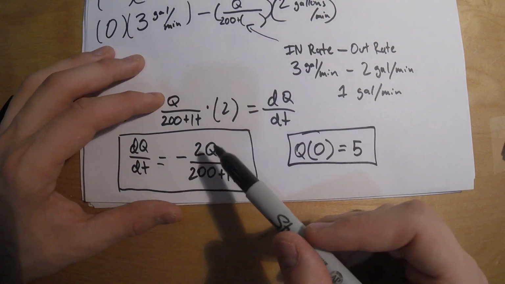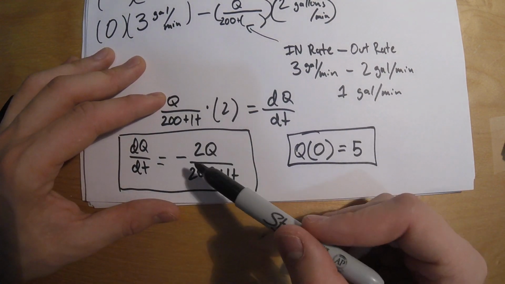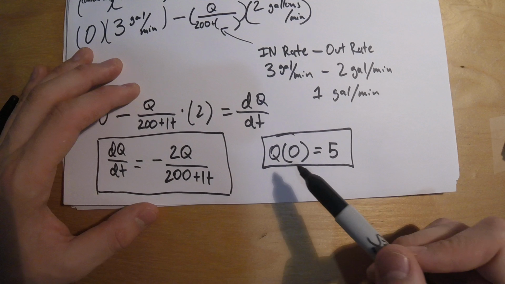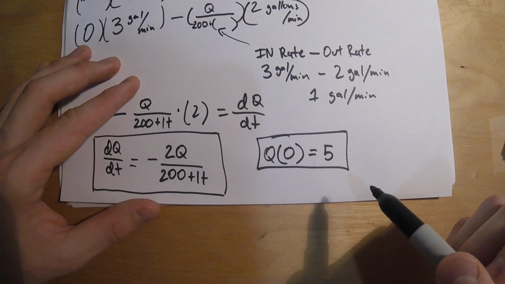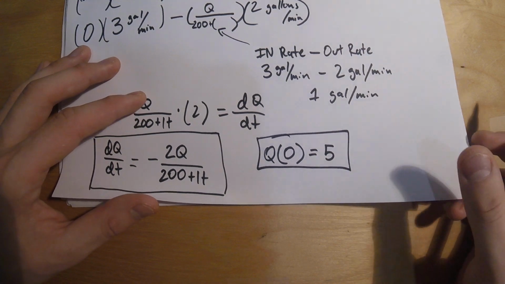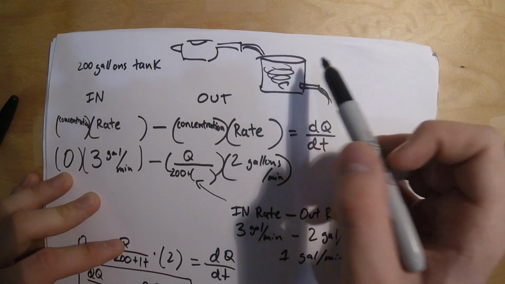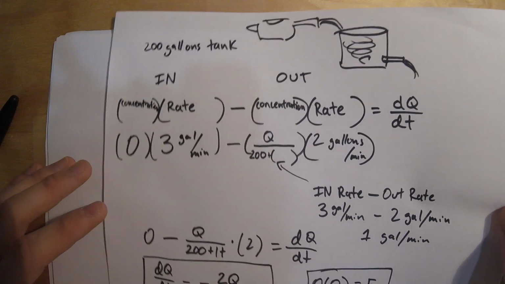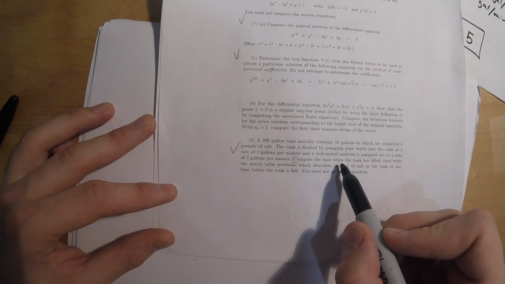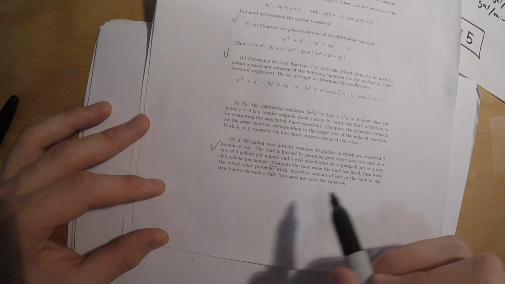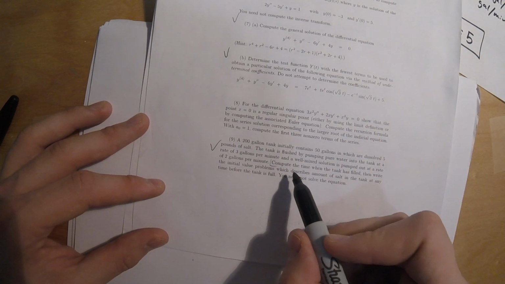Right, so we have our differential equation, which we didn't solve, but they didn't ask us to solve. And then we have the initial conditions saying that there is already 5 pounds of salt dissolved in the water. That was already here. Okay, so our last step is they asked us to compute the time when the tank has filled, then write the initial value problem. Okay, so compute the time when the tank has filled.